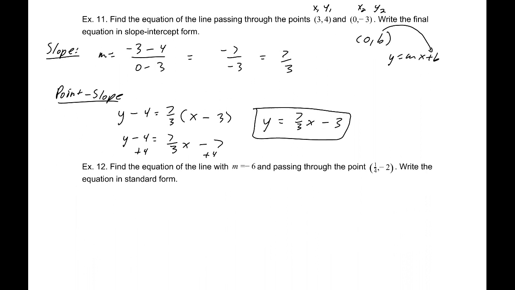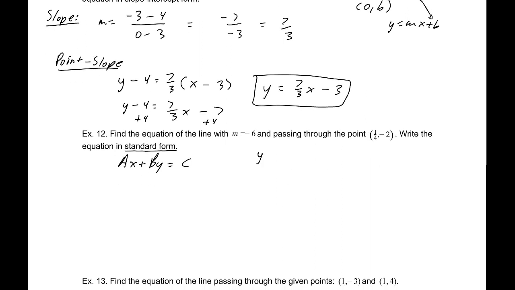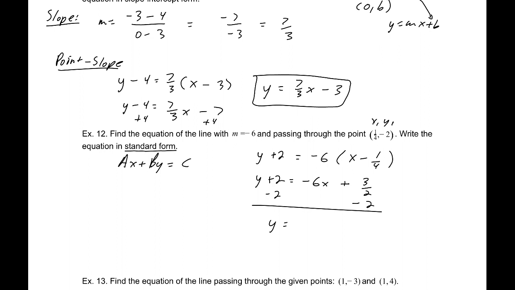Alright, next example, find the equation of the line with m equals negative 6 as our slope, passing through the point (1/4, negative 2). And it says write it in standard form. Standard form means ax plus by equals c form. So we're going to do like we've done previously, but we will rearrange it just a bit at the end. So y minus y1, so that'll be plus 2. y plus 2 equals negative 6 times x minus 1/4, which means y plus 2 equals negative 6x plus 3 over 2. And then subtracting 2 from both sides, we have in slope-intercept form y equals negative 6x minus 1/2.